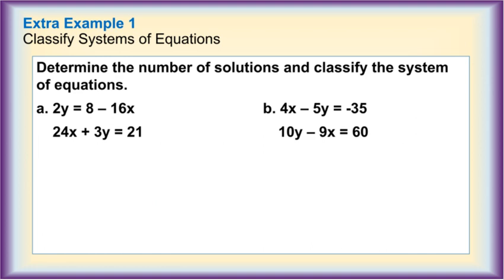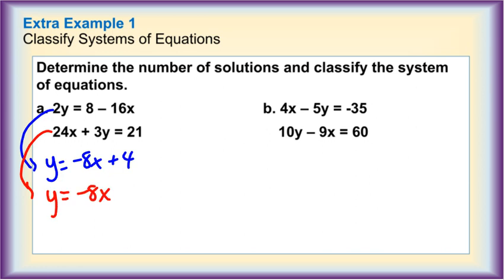Next, determine the number of solutions and classify these. So this one I can rewrite as y equals negative 8x plus 4. And this one would be y equals negative 8x plus 7. The slopes are the same, but the y-intercepts are different. So they will not cross because they're parallel, so no solution. And we would say this is inconsistent.